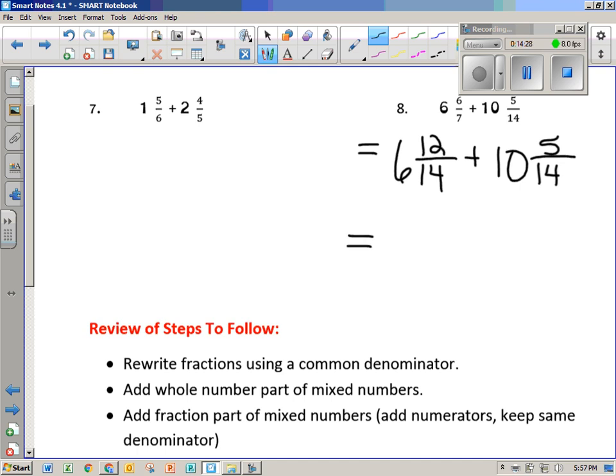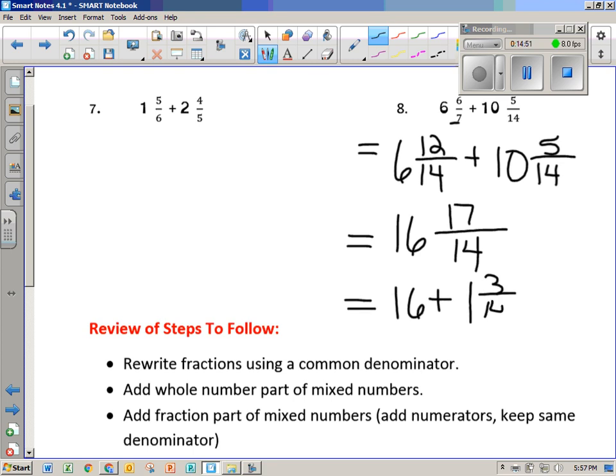Again, look at your 12/14ths and just think, if I divide the numerator and denominator both by 2, does it go back to being 6/7? And it does. So 6 and 10. Keep your denominator. 12 and 5 is 17/14. Don't stop here because 17/14 is 1 and 3/14. Adding them together, I get 17 and 3/14, which is simplified.